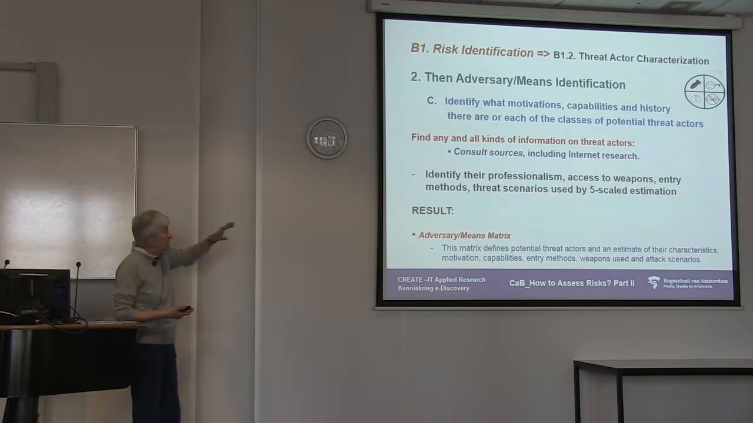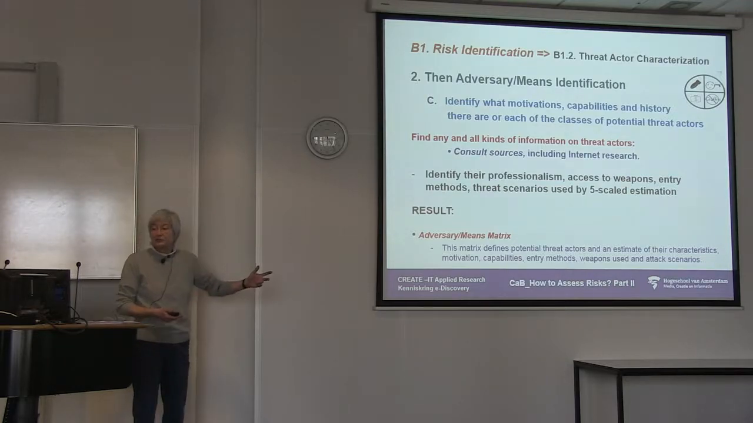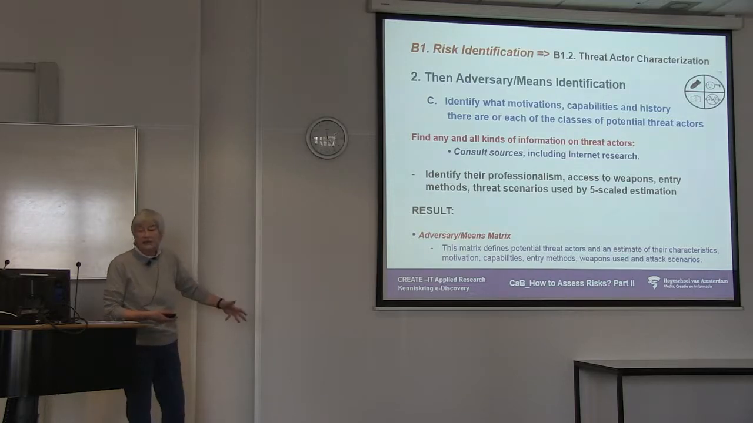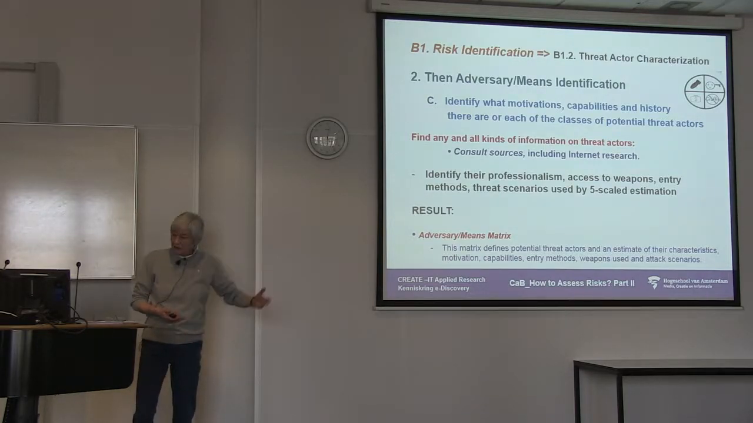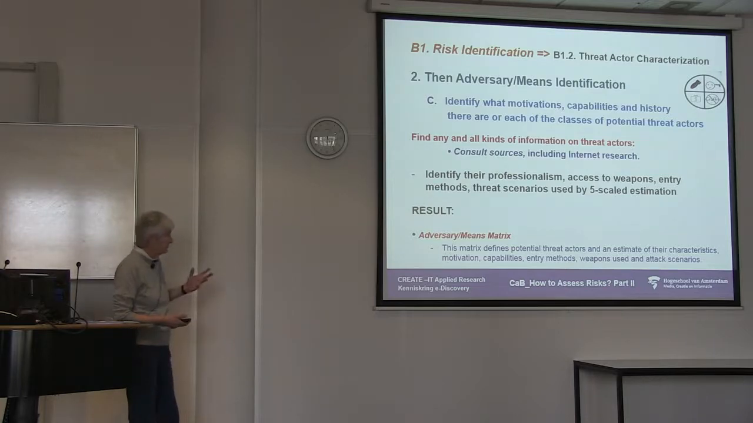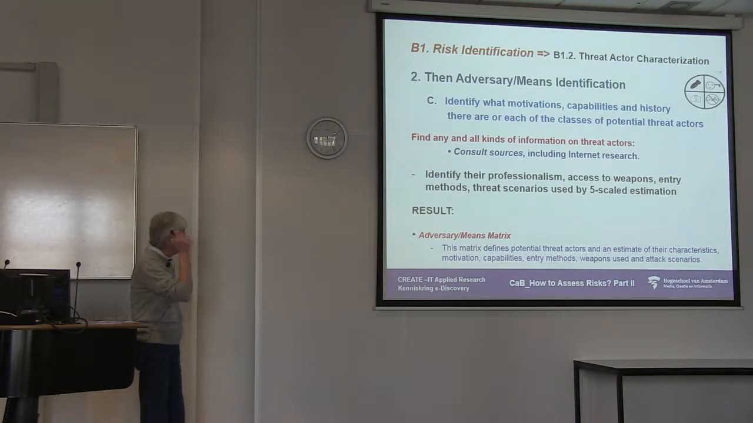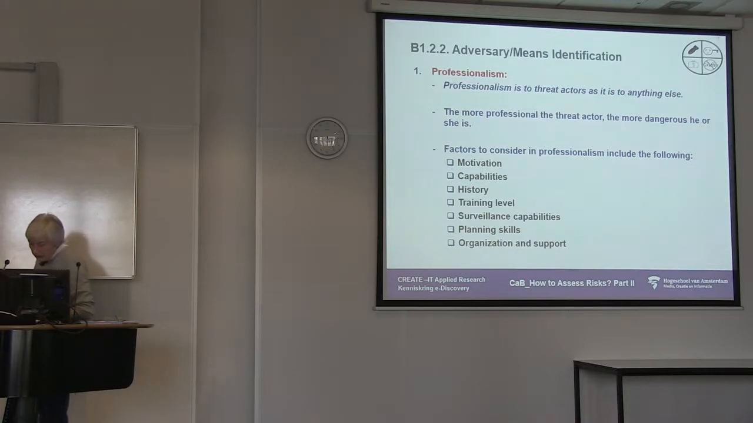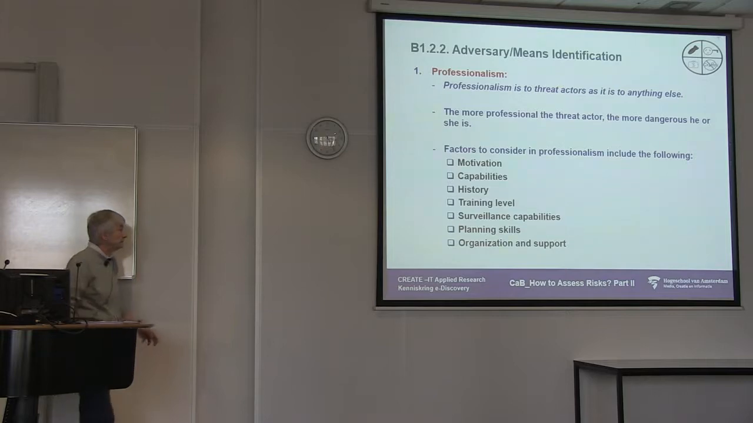What we need is to know something about professionalism, access to weapons, the entry methods they use, and the threat scenarios they used, and finally we have to do an estimation on a 5 scale. The result must be an adversary means matrix. How are we going to do that? Okay, first, professionalism. That's their trademark. How capable are they?